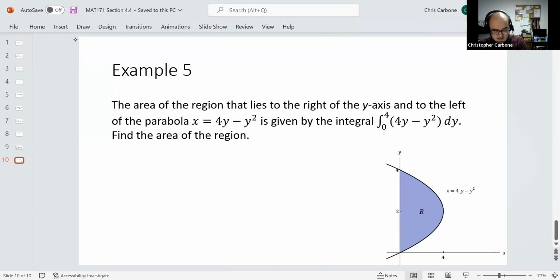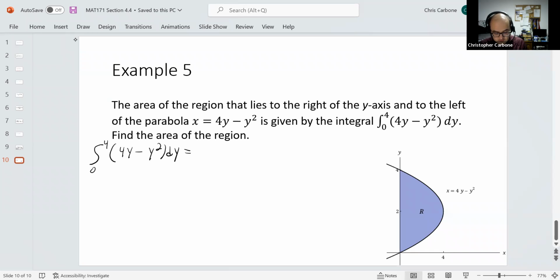And then finally, example 5. The area of the region that lies to the right of the y-axis and to the left of the parabola x equals 4y minus y squared is given by the integral from 0 to 4 of 4y minus y squared dy. And we want the area of this blue region. So this would be the integral from 0 to 4 of 4y minus y squared dy.